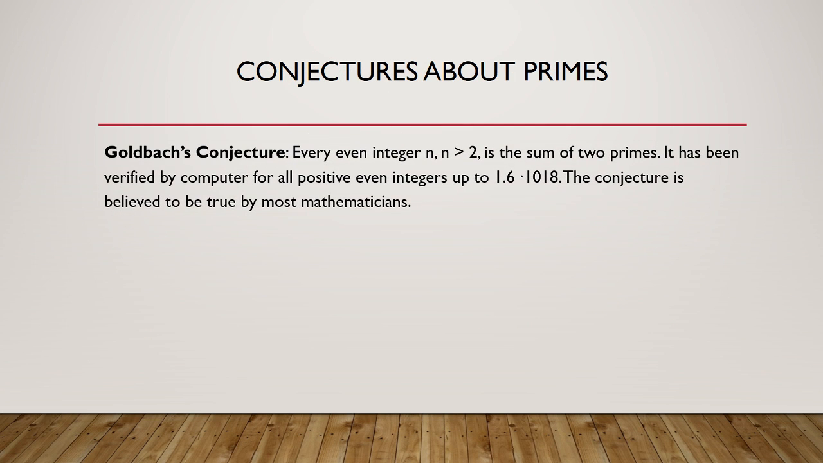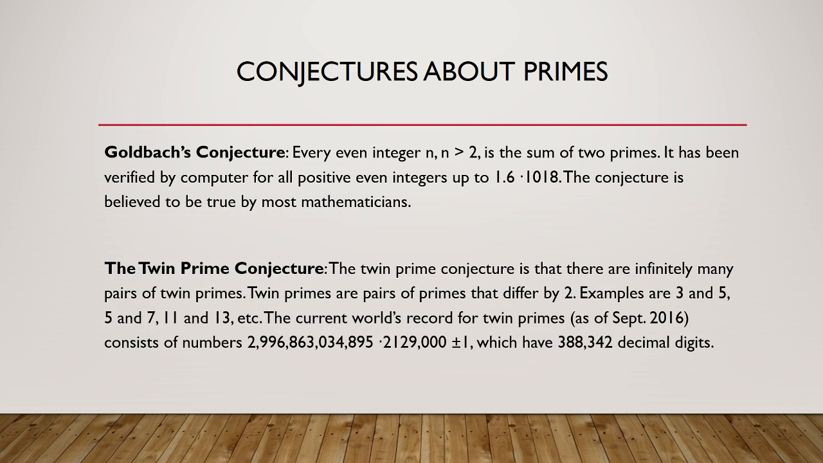Some conjectures about them is the Goldbach conjecture, saying that every integer n, as long as n is greater than 2, is the sum of 2 primes. It has been verified by computer for all positive even integers up to 1.86 times 10 to the 18th. The conjecture is believed to be true by most mathematicians.